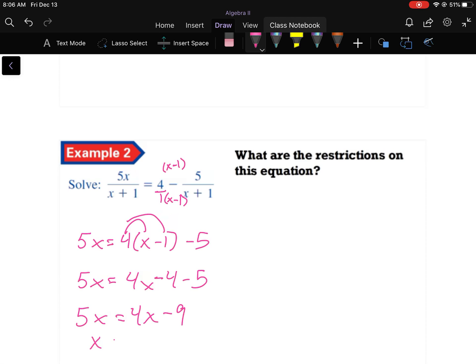Now this is just everything you would have done solving before. And now my restrictions, again, I can't get 0 in the denominator, so x plus 1 is equal to 0. Solve for x, and x cannot be negative 1. But negative 9 is not negative 1, so negative 9 should work as my answer.